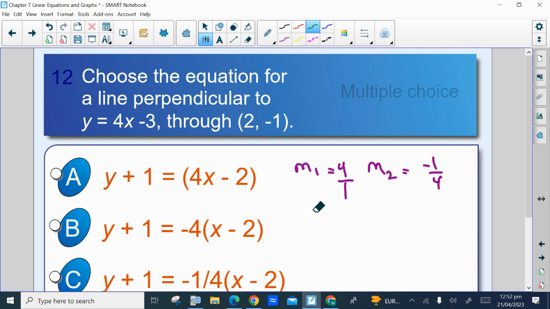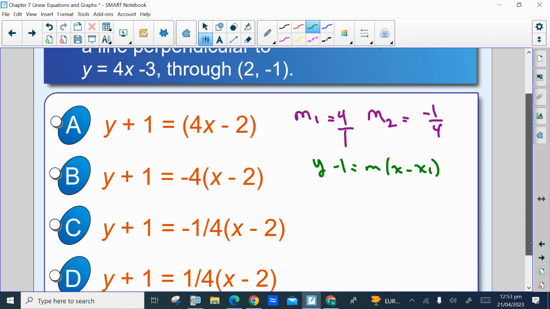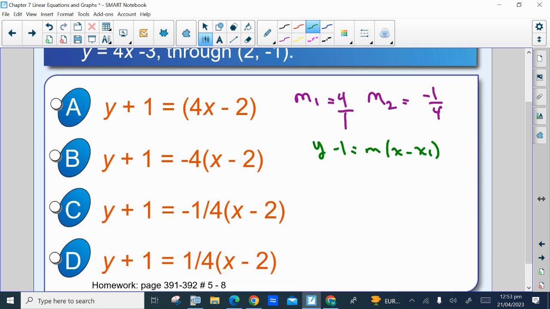So now we can use point slope, which is the form that these equations are written in. They're all written in point slope. We know that m is negative 1/4, so that eliminates A, that eliminates B, and that actually eliminates D as well. There's only one left that should work, and that is C. But just to make sure, let's check.